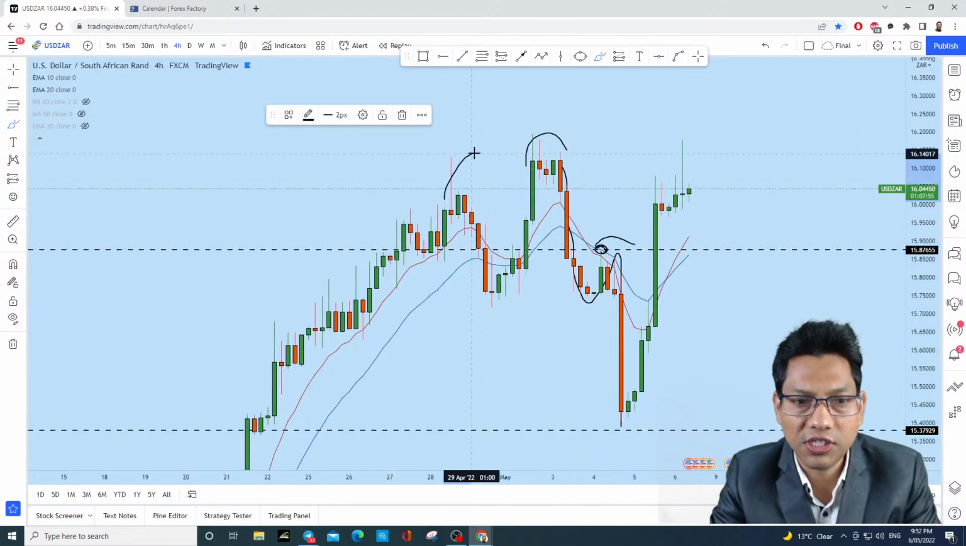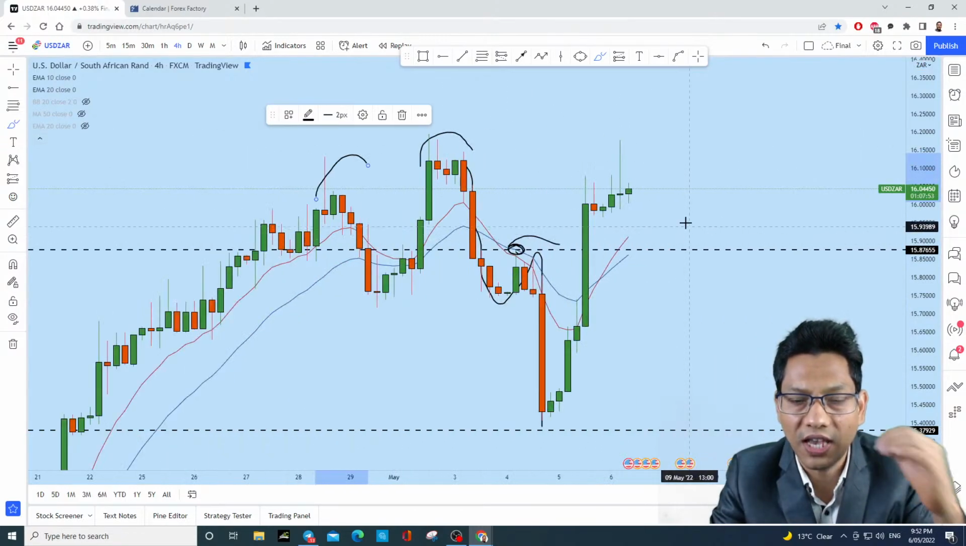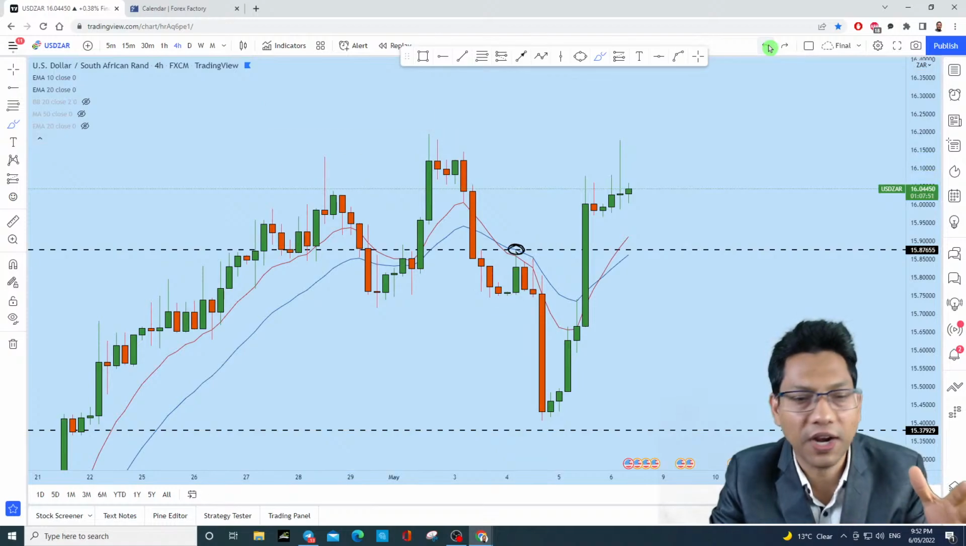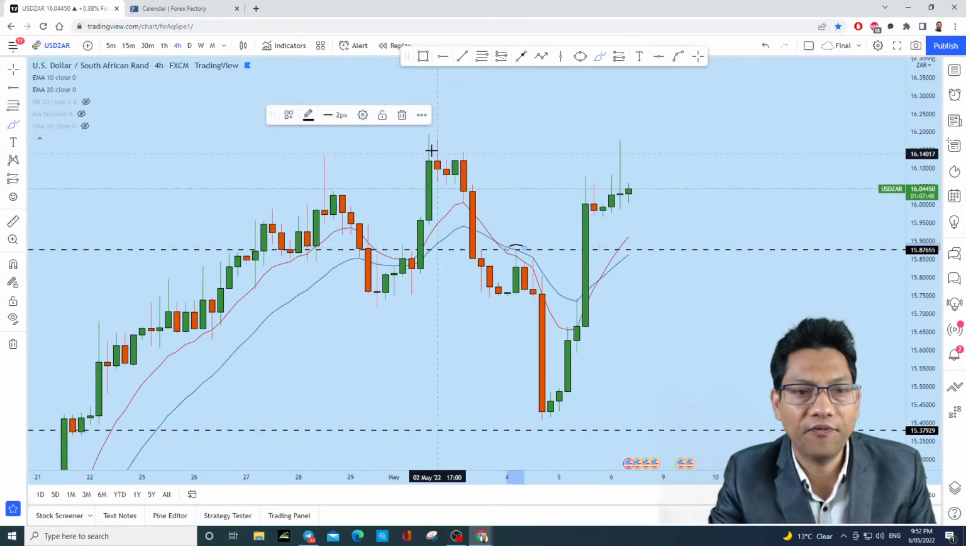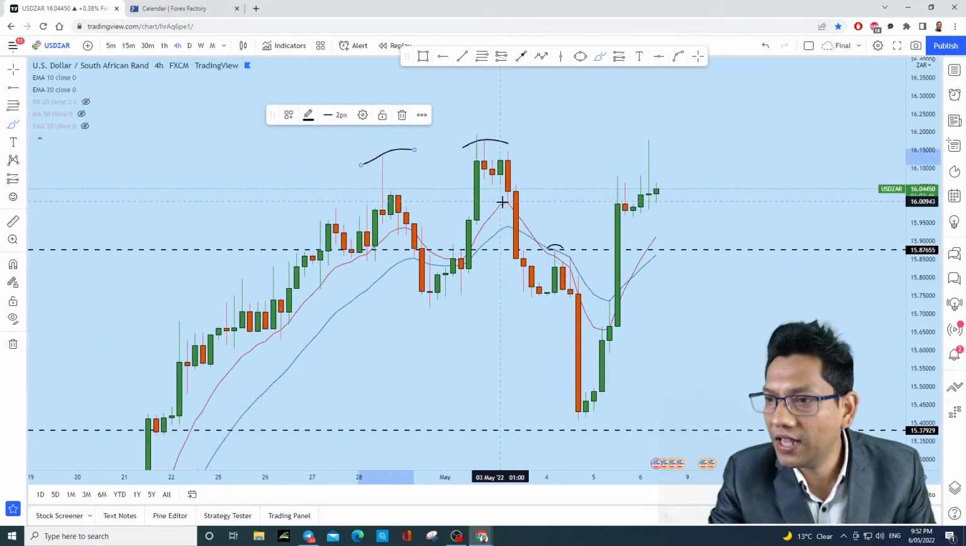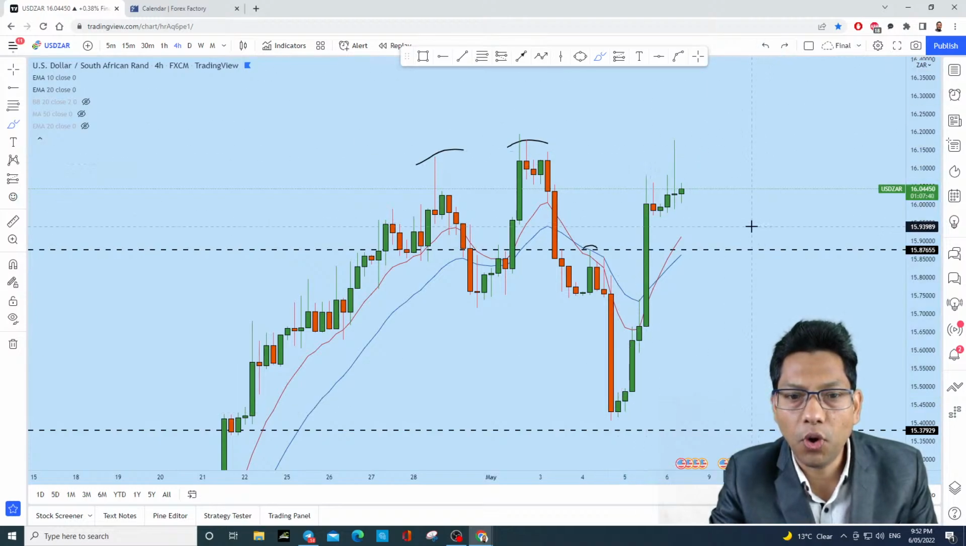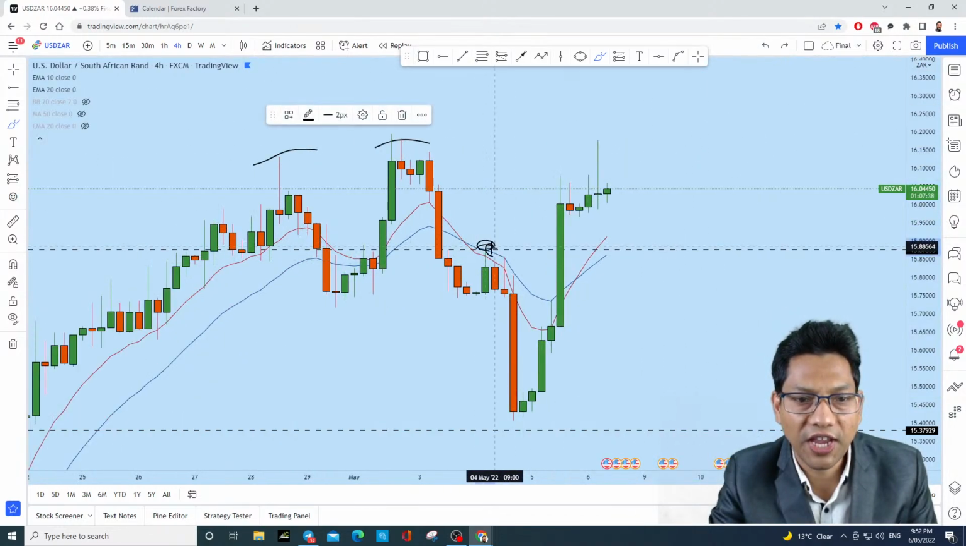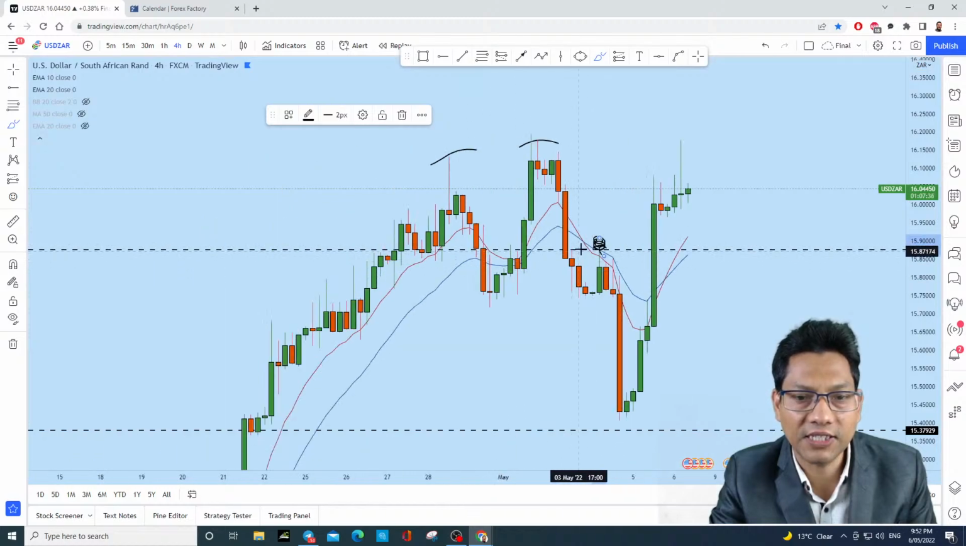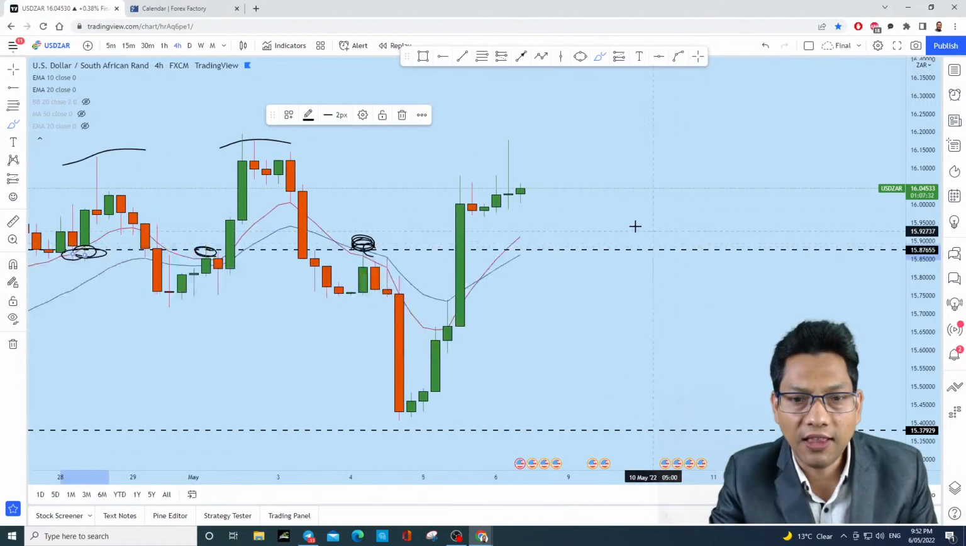I love to see this kind of fake head and shoulder. When you see a strongly bullish or bearish market, in most cases you will see a fake head and shoulder. So this is a fake head and shoulder. The price broke this head and shoulder down and then pushed above. Now at this point, this resistance, this fake head and shoulder, can act as a support. Resistance here, support here, and I think there is a high probability that USDZAR will come here.